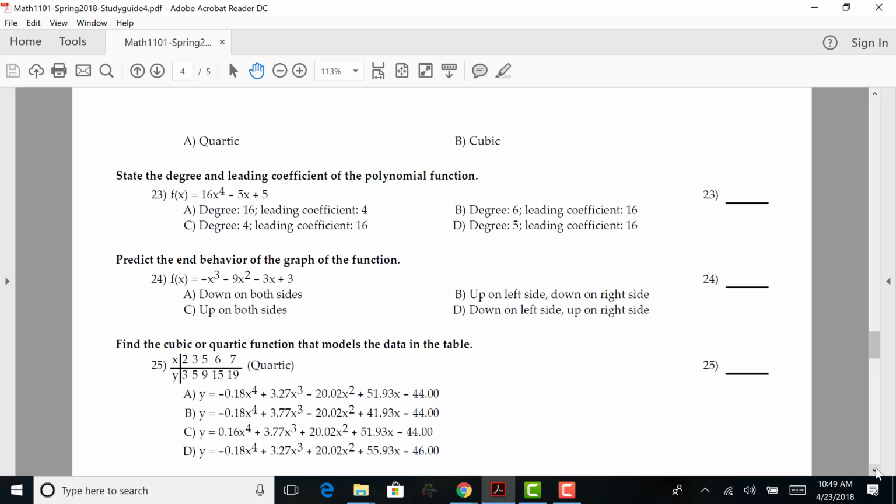Predict the behavior of number 24. It's cubic. What shape is it going to be? This one. However, because it's negative in the front, what shape is it going to look like? That. So this first one is y equals x to the third. This one is negative x to the third. So over here it opens up on the left and opens down on the right. It's B.